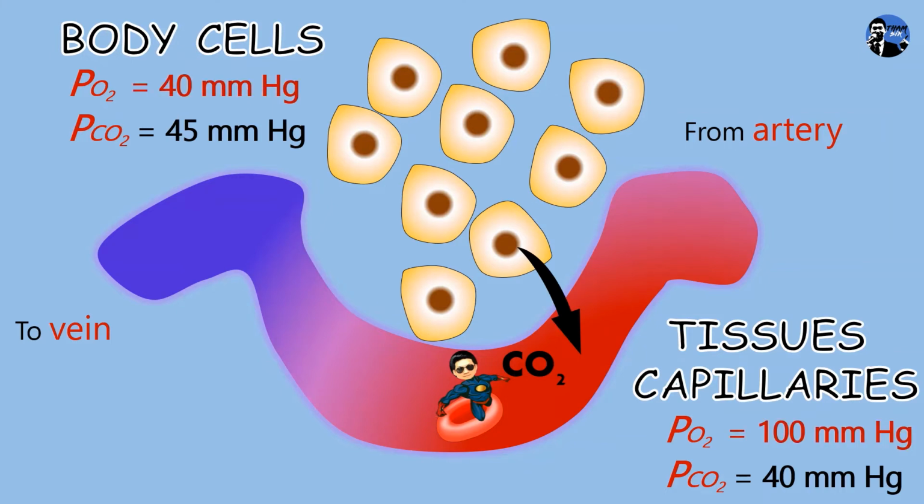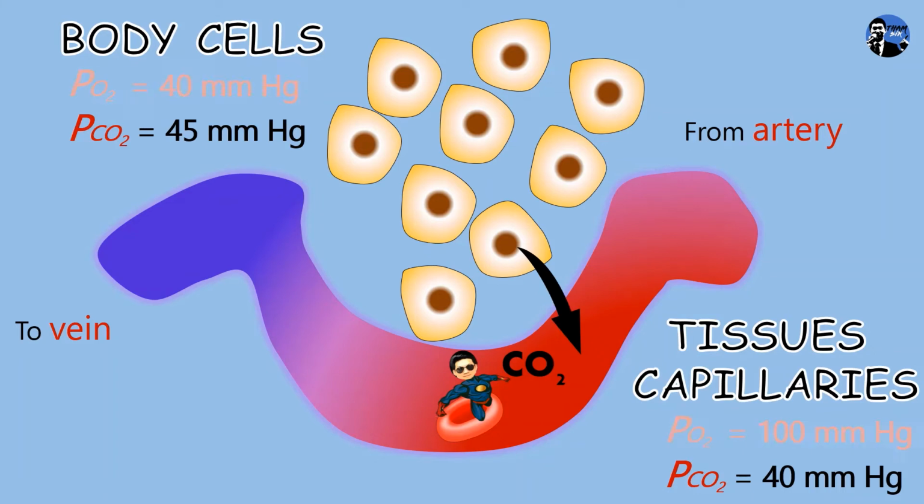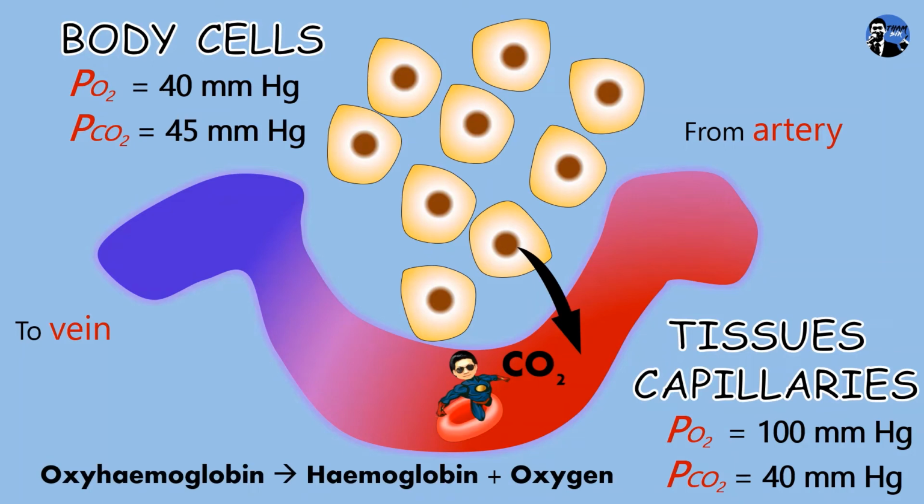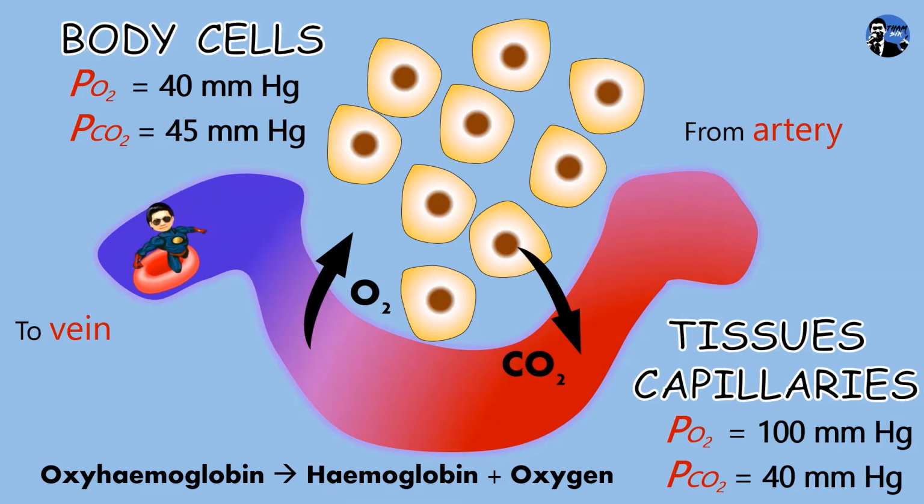On the other hand, the partial pressure of oxygen in the tissue capillaries is higher than that in the body cells. Therefore, oxyhemoglobin dissociates into hemoglobin and oxygen, and this oxygen diffuses from the tissue capillaries to the body cells for cellular respiration. Now, the oxygenated blood flows to the vein.